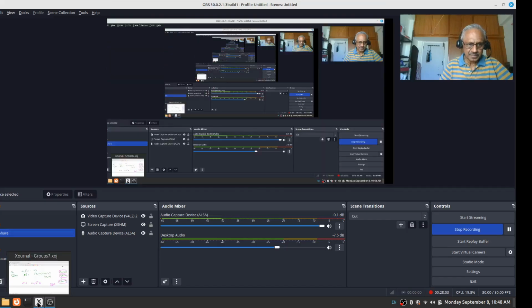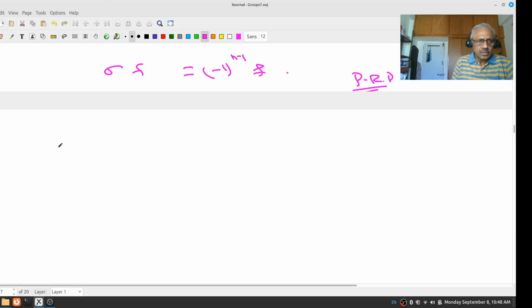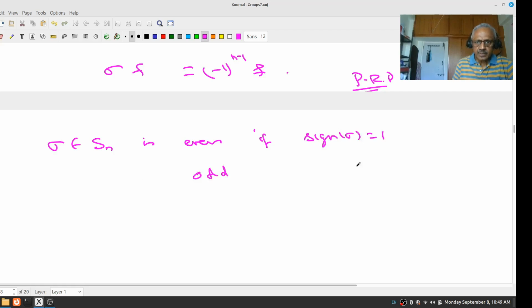There is no change. If it is plus 1, I call the permutation an even permutation. If the sign of sigma is minus 1, I call it an odd permutation. I will give the definition, but it can also wait, but let me do it. So sigma in Sn is even if the sign of sigma is 1, and is odd if the sign of sigma is minus 1.